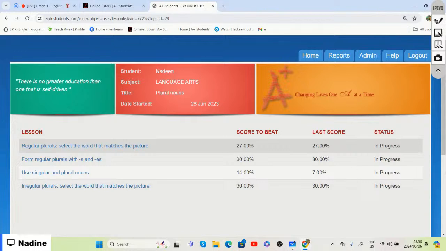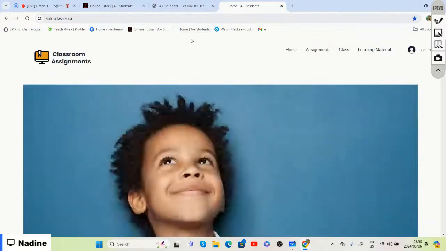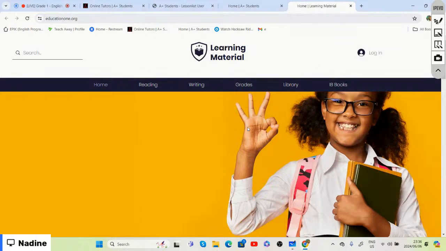All right, so now let's go to A Plus Classes dot C A. Right, so we're going to A Plus Classes dot C A. Then you'll get the screen that you see in front of me. Then we go to learning materials over here on the top right. We have home, assignments, class. Let's go to learning materials, right?